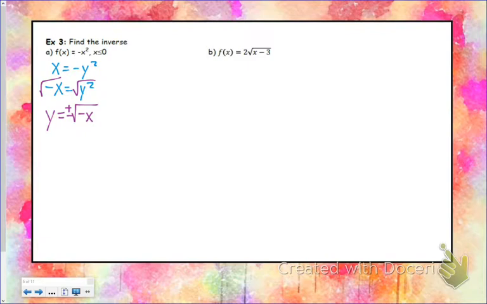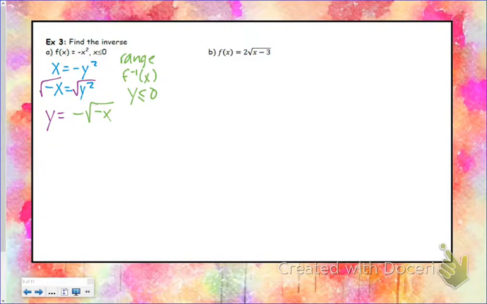Okay, so to figure out which one it is, the domain of the original means that the range of my inverse is going to be y is less than or equal to 0. Well, the square root of negative x would reflect over the y-axis, okay? But in order for the range to be below 0, I would have to have the negative square root of negative x, because again, that would reflect it down and also to the left, so my range would match. So that's going to be my inverse for this one.